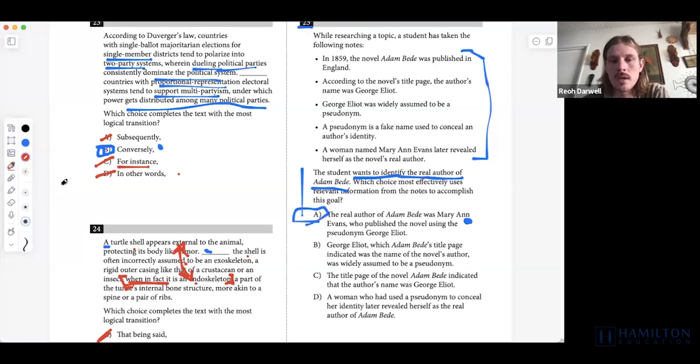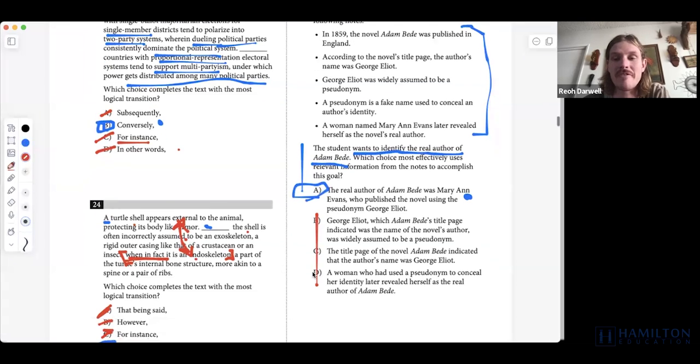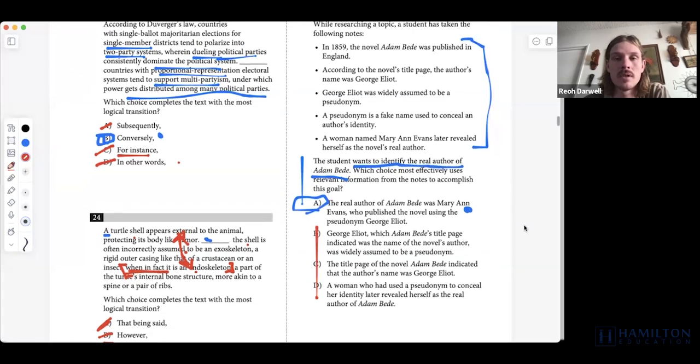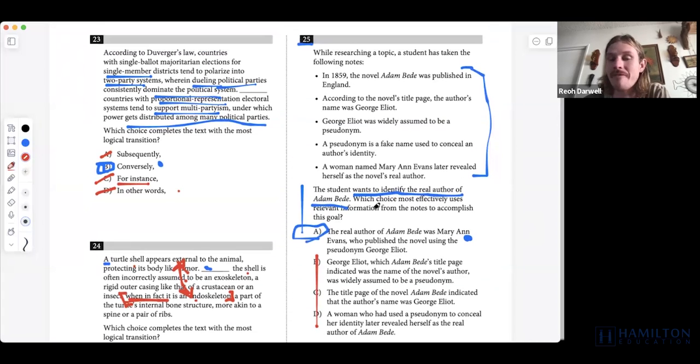All these other answer choices talk about how George Eliot's name was a pseudonym, right? A fake name. That was indicated, all that kind of stuff. But the only one that says Mary Ann Evans was the real author, which accomplishes the goal in our question stem, is A. Okay. So we're not looking to summarize. We just want to focus on what's being identified in the question stem. And that is saying the real author was Mary Ann Evans. Only answer choice A does that.